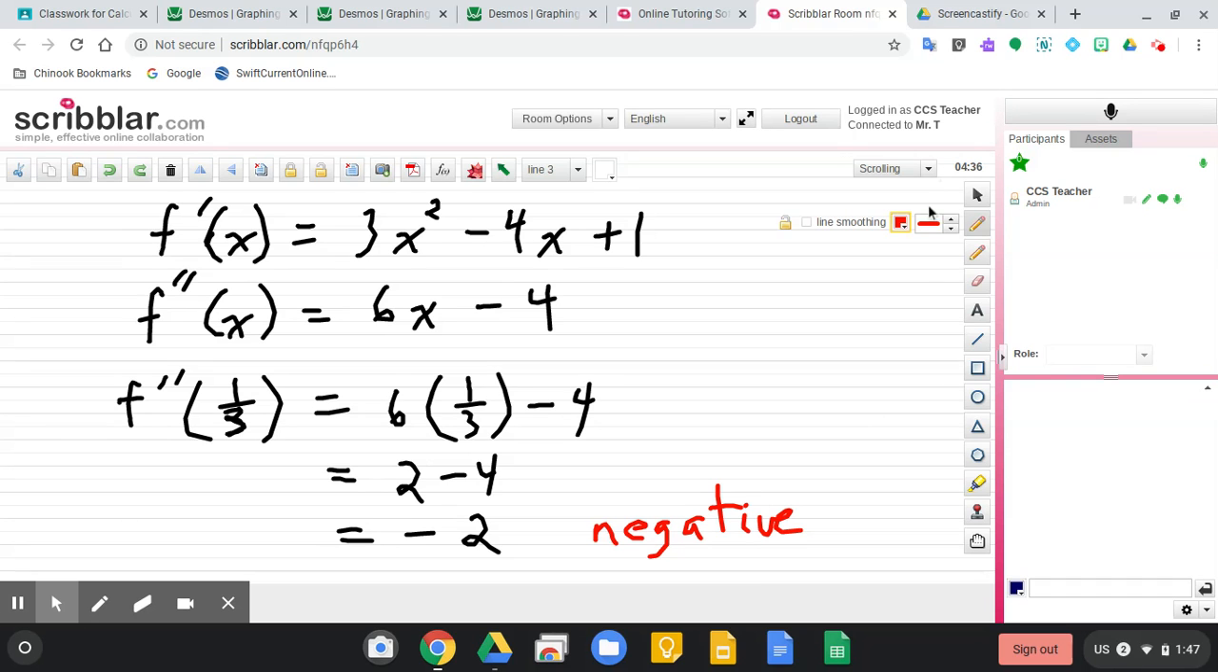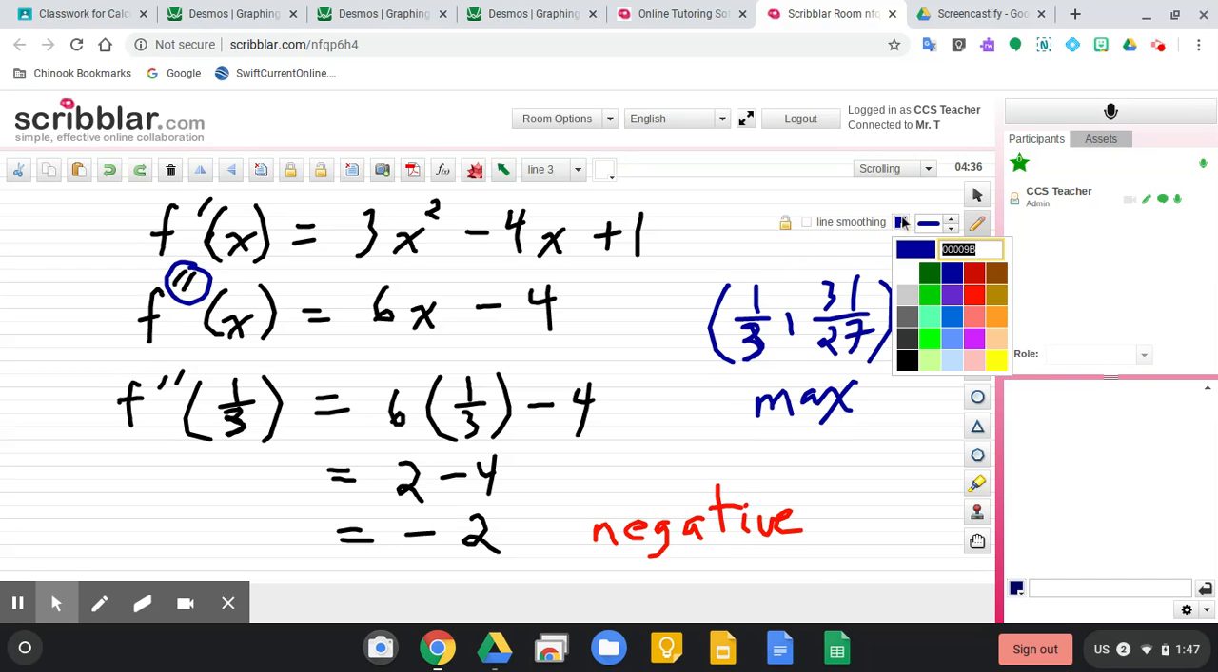If minus 2 is a negative number, that tells us our critical point, which was at 1/3 and 31 over 27, is going to be a maximum. That's what the second derivative test tells us. If I take my critical value, substitute it into the second derivative, and I get a negative answer, that critical point is a maximum. So let's test our next point.